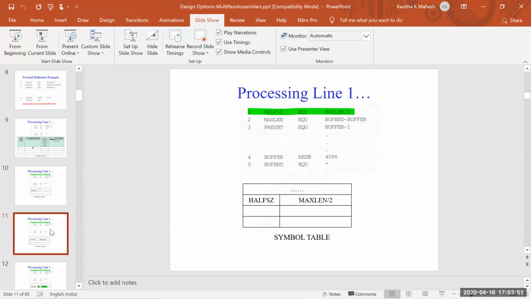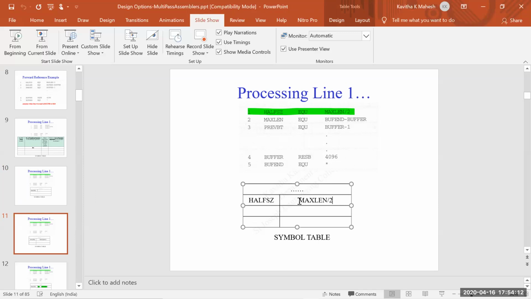So half set is entered along with the defining expression maxlen by 2. So is that the end of it? No, we now also have to keep certain additional information so that later, when the definition for maxlen is encountered, you can process half set. So what other information has to be kept in the symbol table?